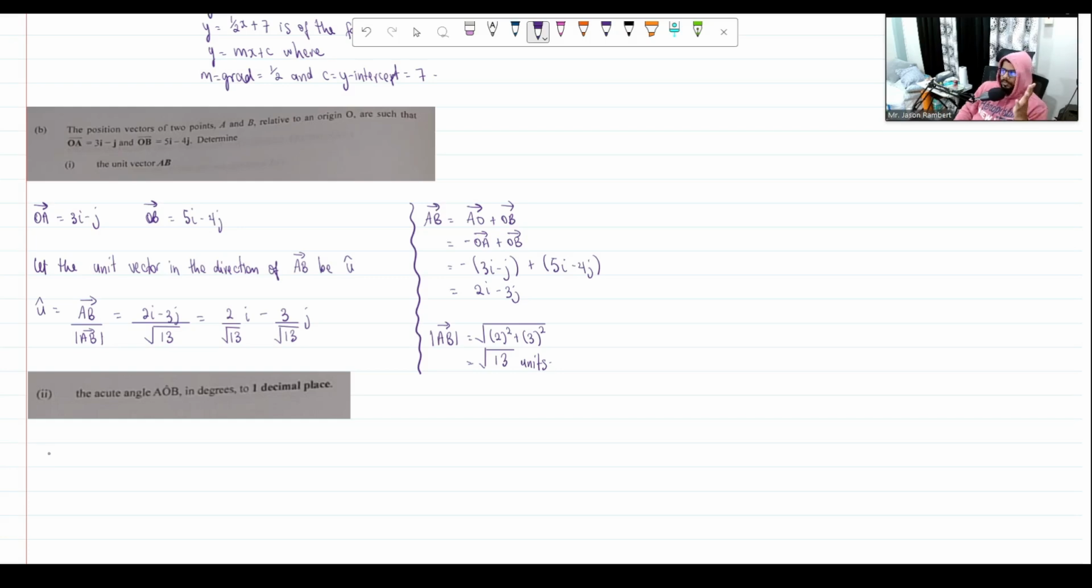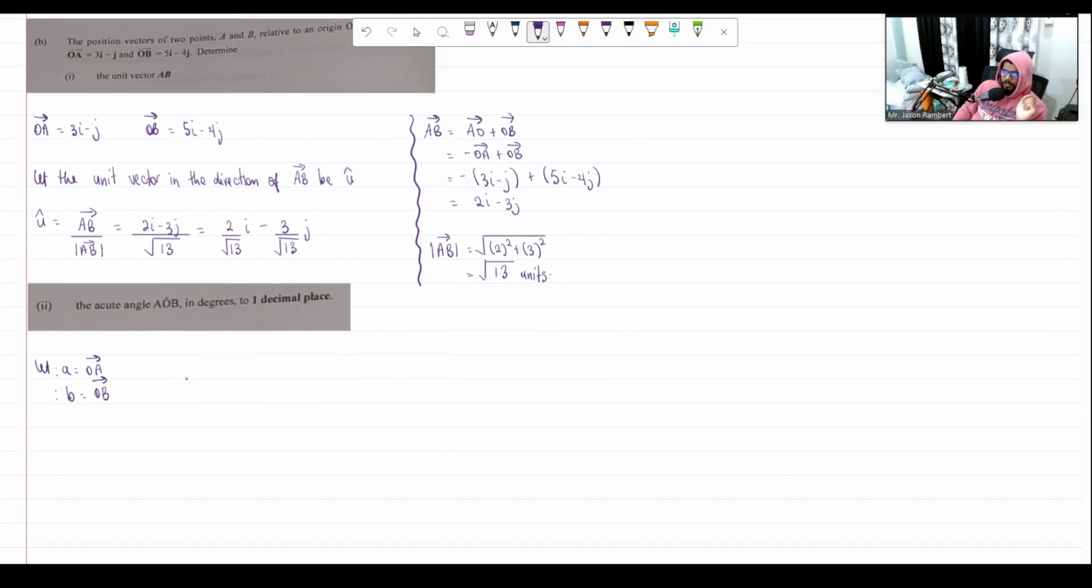I'm going to make some little transitions just to make life a bit easier for me. Let A be the vector OA, and let B be the vector OB. Now OA dot OB, if this is OA and this is OB, when I dot product the two vectors, that's the angle I'm going to be using inside. So I'm going to say A dot B is mod A mod B cosine theta.